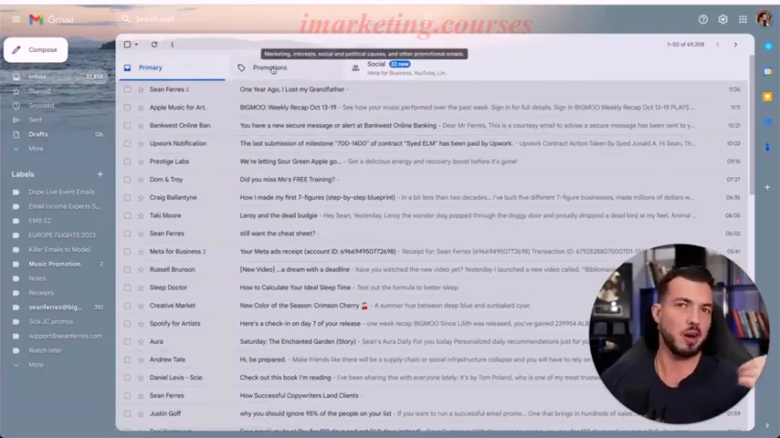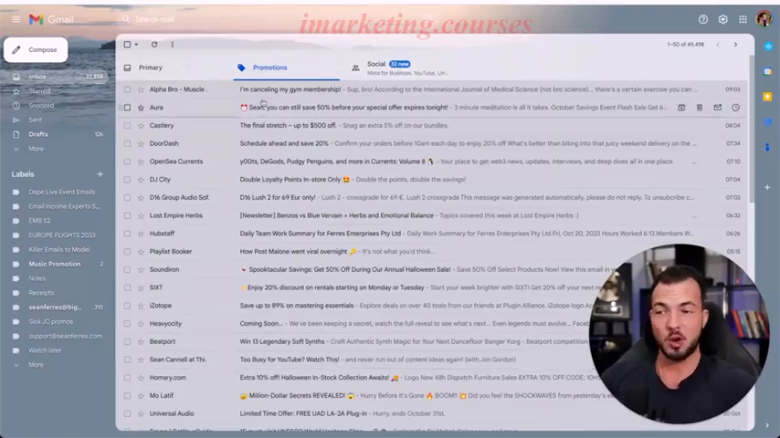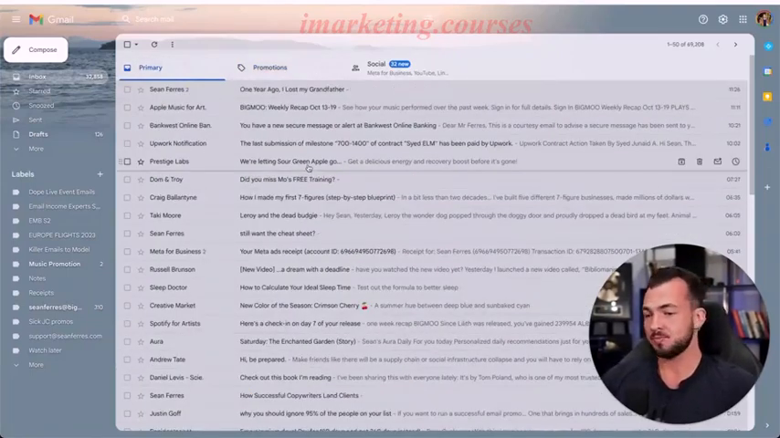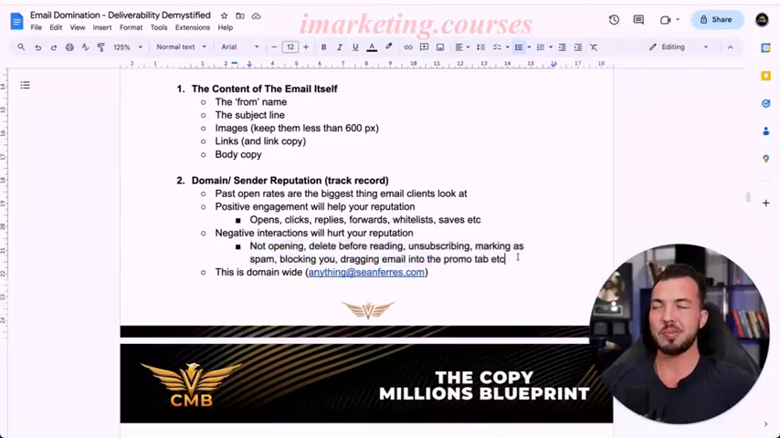But again, it's about volume. If enough people do that, then it may well start going to promotions for everyone, even if historically they all went to primary for you. Let's say 90% of the rest of their email list drags them into promotions, which is unlikely, but then it would probably stop going to primary for you as well. So it is a dependent thing.